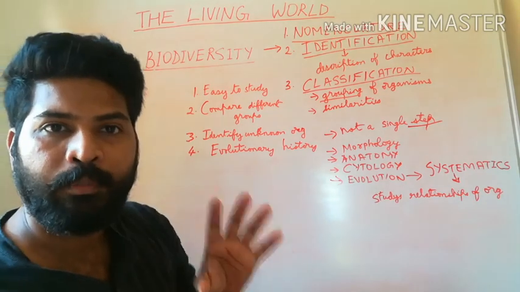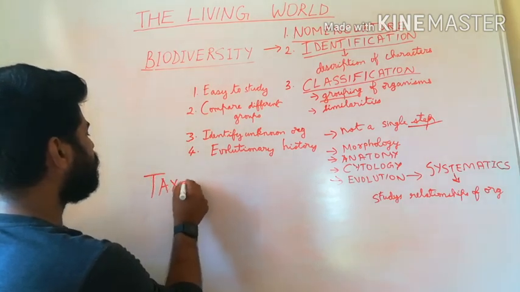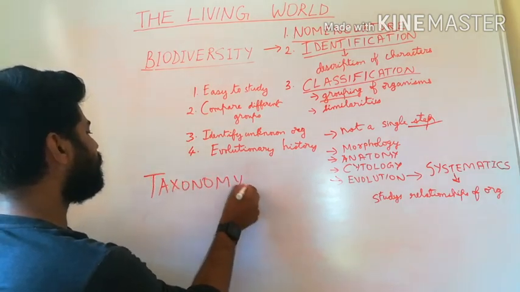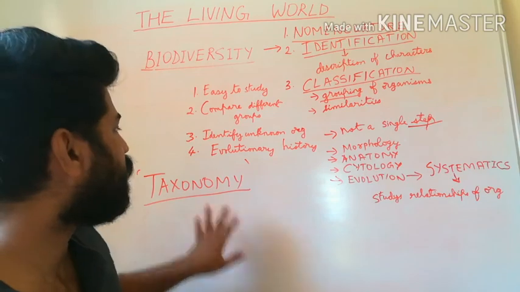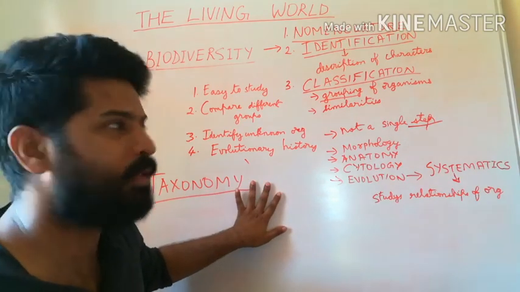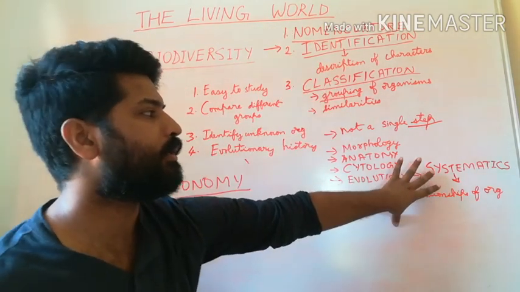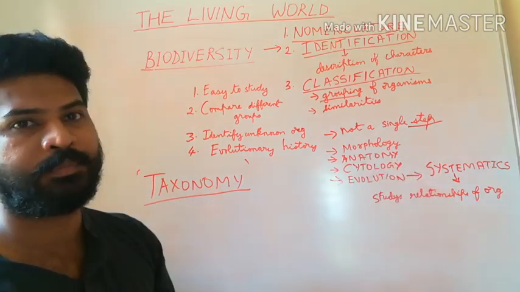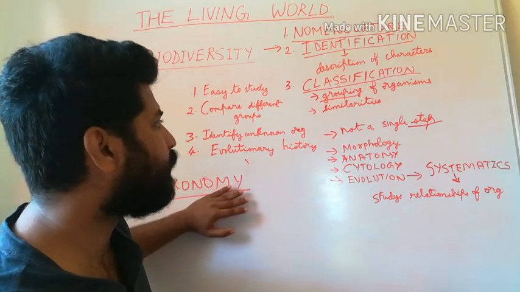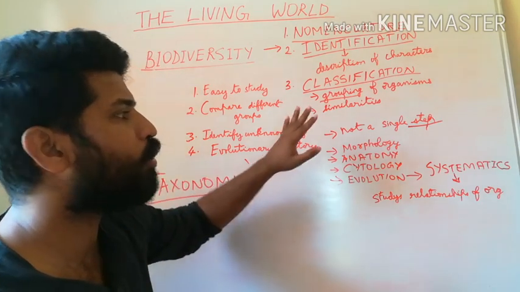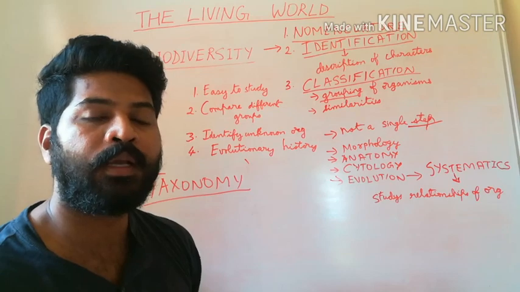The branch of biology which is involved in studying the biodiversity is called as taxonomy. So taxonomy is the branch of biology that deals with identification, naming, classification and also systematics of an organism. So let us study how the different taxonomical categories or groups are studied in the topic taxonomical categories or taxonomical hierarchy.